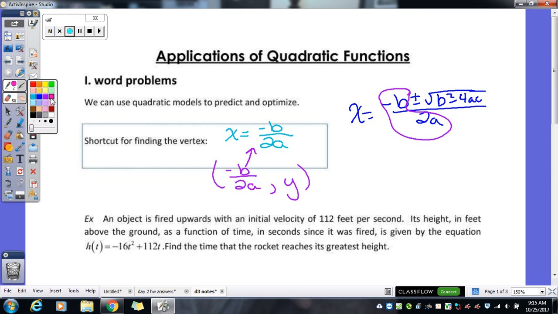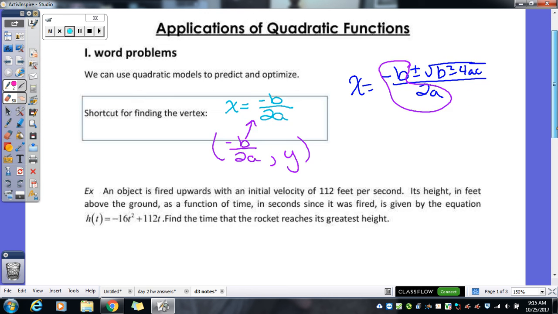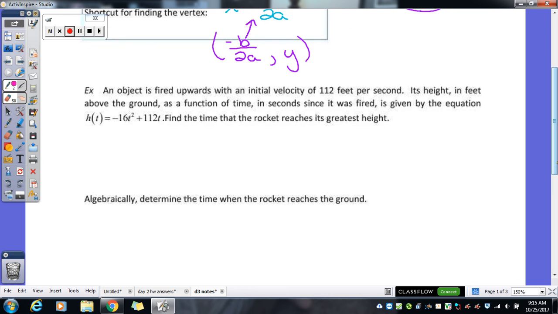So let's take a look at our first example here. We have an object is fired upwards with an initial velocity of 112 feet per second. Its height in feet above the ground as a function of time in seconds since it was fired is given by the equation here. Find the time that the rocket reaches its greatest height. So again, we're looking for the time, so we're looking for a value of t when it reaches its maximum height. So that means we're looking for the vertex, because that's when it's going to be up at its maximum.